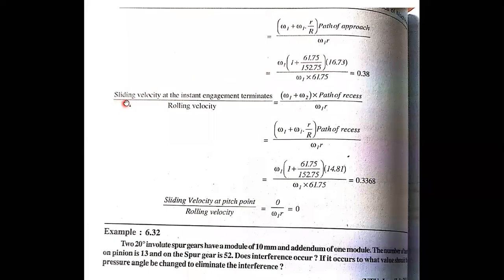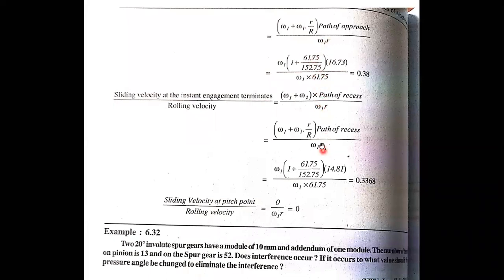Similarly, we can take the sliding velocity at the instant engagement terminates. That means when the teeth are going to disengage. For that, we need to consider omega 1 plus omega 2 into path of recess. Engagement is path of approach, disengagement is path of recess. Divided by rolling velocity. So rolling velocity, we can consider as omega 1 into small r again. Small r only you take, or capital R also you can take, but everything you take as small r only.